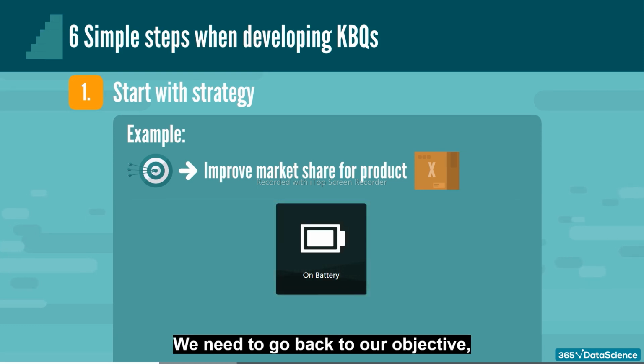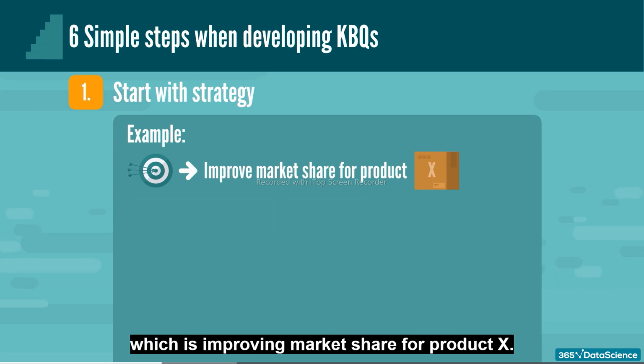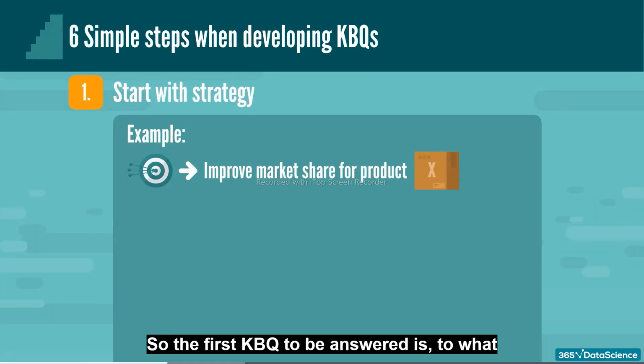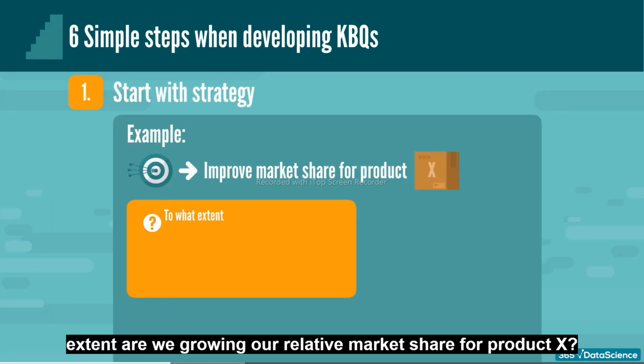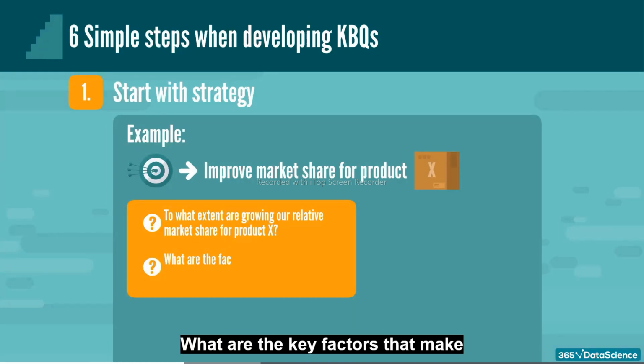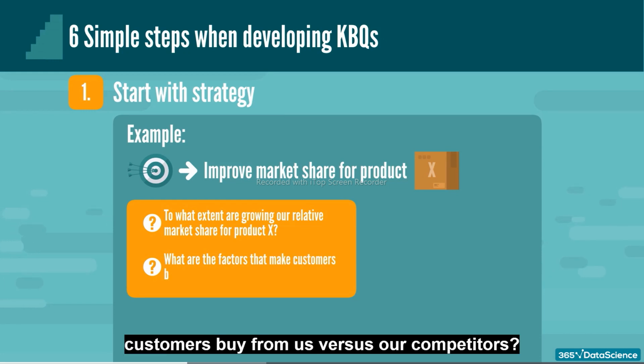We need to go back to our objective, which is improve market share for product X. So, the first KBQ to be answered is, to what extent are we growing our relative market share for product X? And then we can continue with this analysis by searching the answers to a question like, what are the key factors that make customers buy from us versus our competitors?